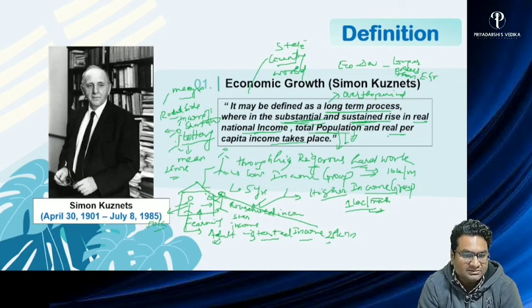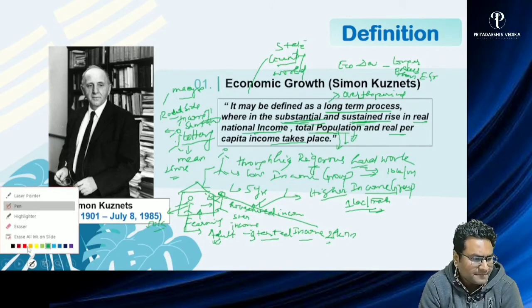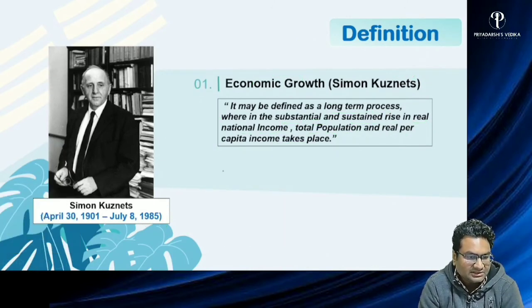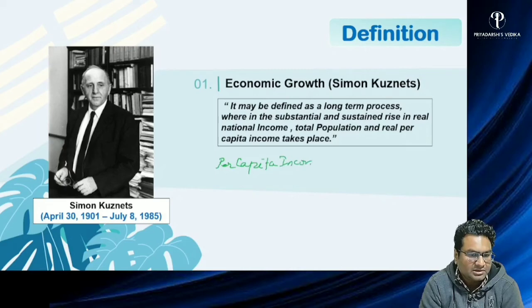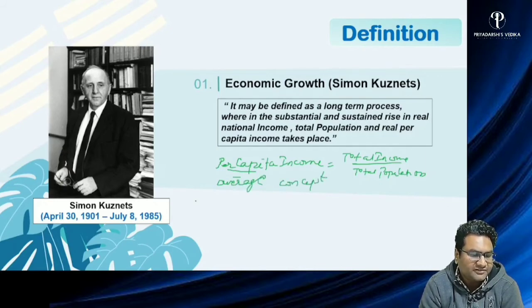And this income should be real per capita income. Let's understand, this is an important point. Let's understand real. We have per capita income. Per capita income is what? Total income by total population, right? This is per capita income. This is an average concept. How is it an average concept?